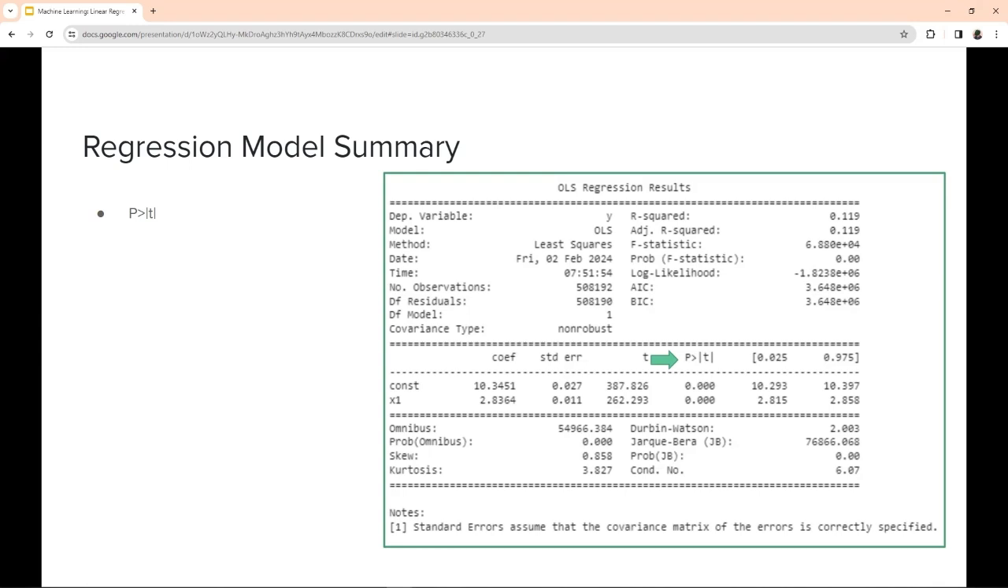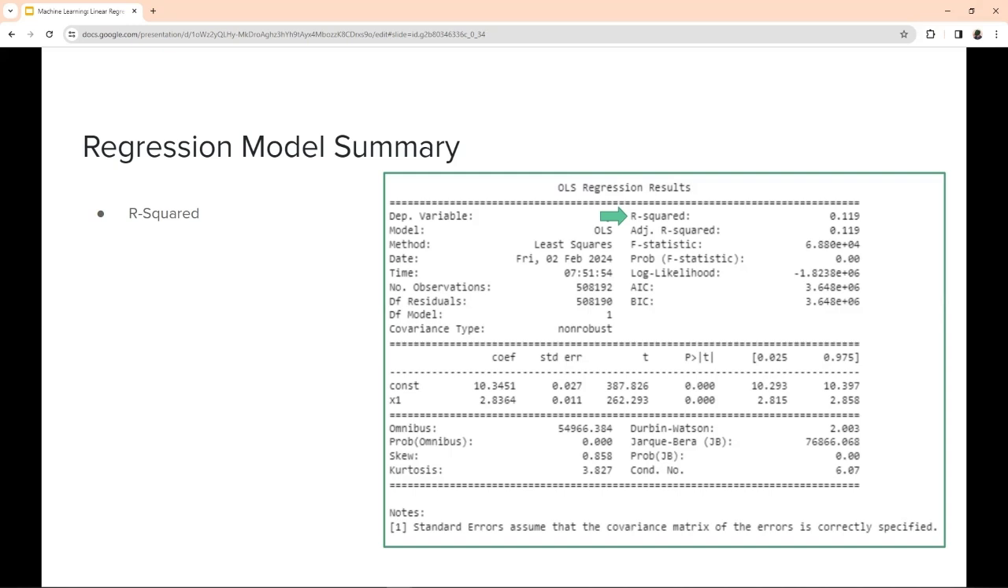Then the last two is the R squared. This statistical measure is used to measure how well the model describes the measured data. It is within a range of 0 to 1. As you can see here, we have 0.119, which you can make a percentage between 0 and 100, and that's about 11%.